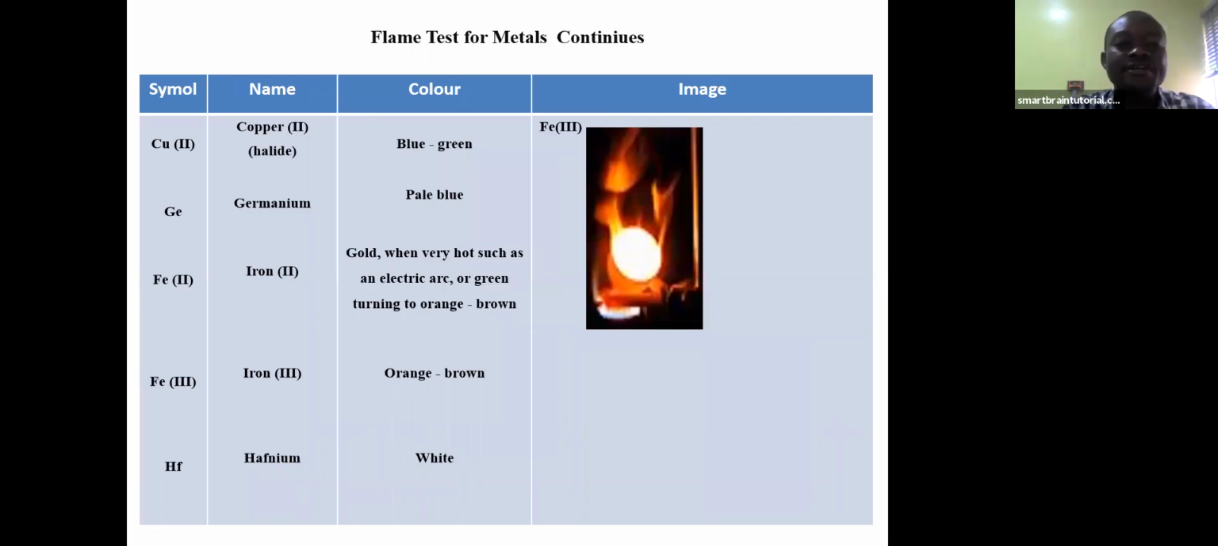Next here is copper 2, a halide. The copper 2 halide is attached to any of the halogens. It will give a blue-green. Then germanium will give pale blue. Iron 2 will either give gold color when very hot, if a very hot flame like that of an electric arc is used for the test, or it will give green, turning to orange.